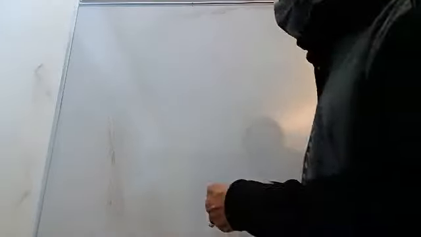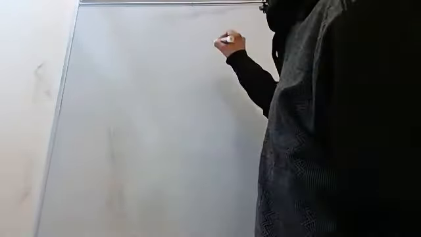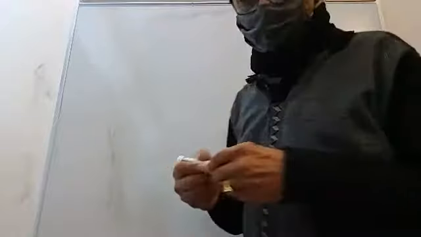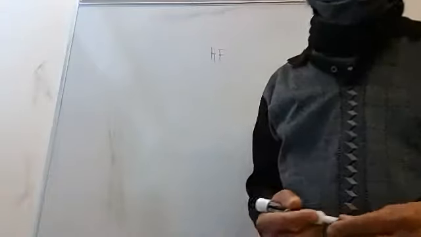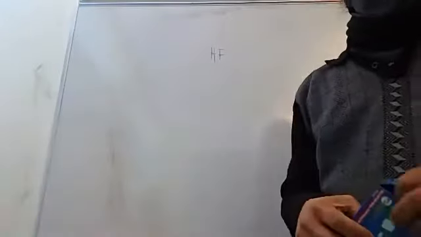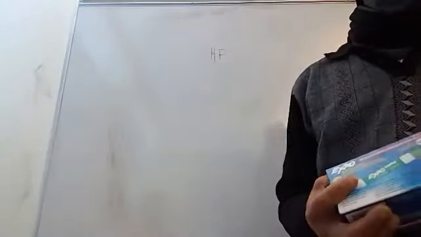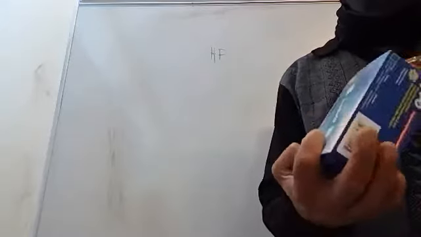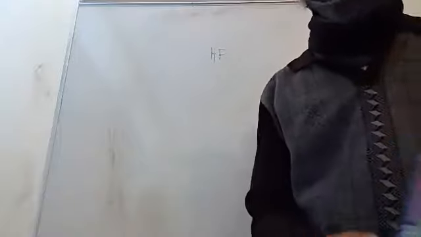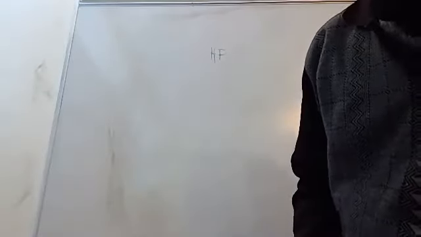So let's see. We'll talk about the molecule hydrogen fluoride, HF. HF is a very simple molecule, again, a heteronuclear diatomic molecule. How do we write the molecular orbital picture of HF?